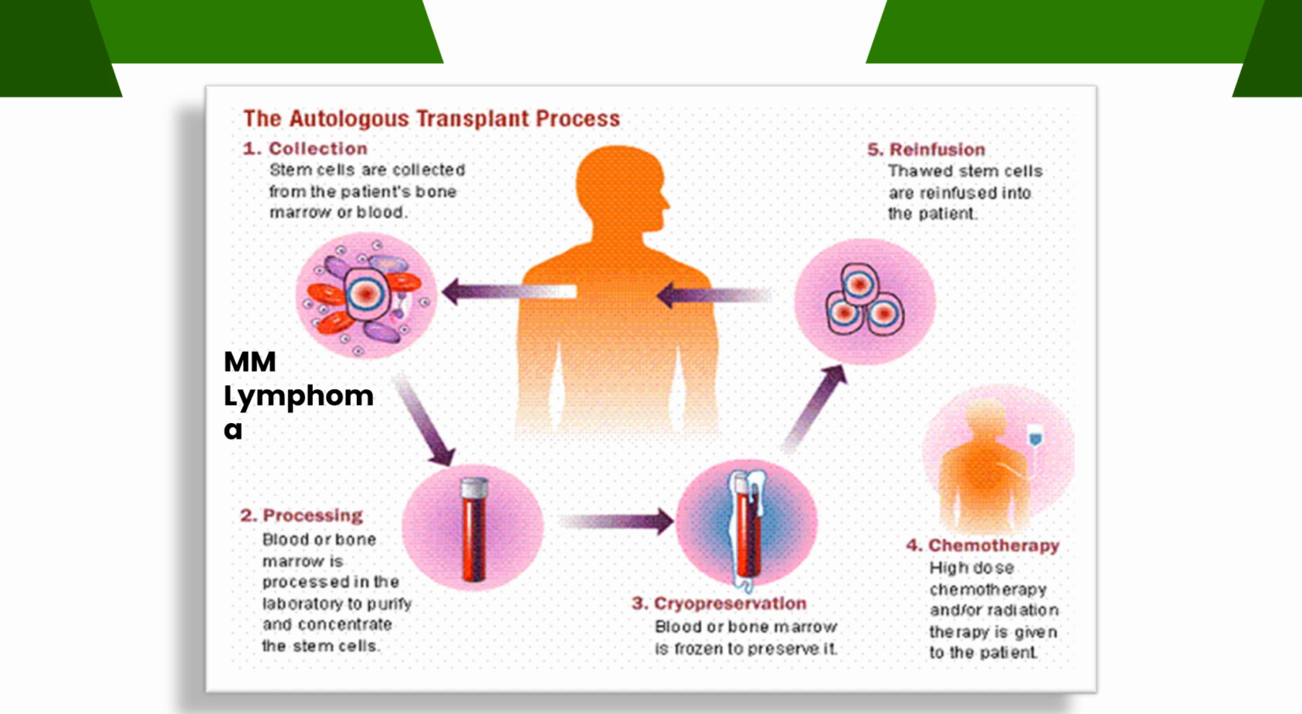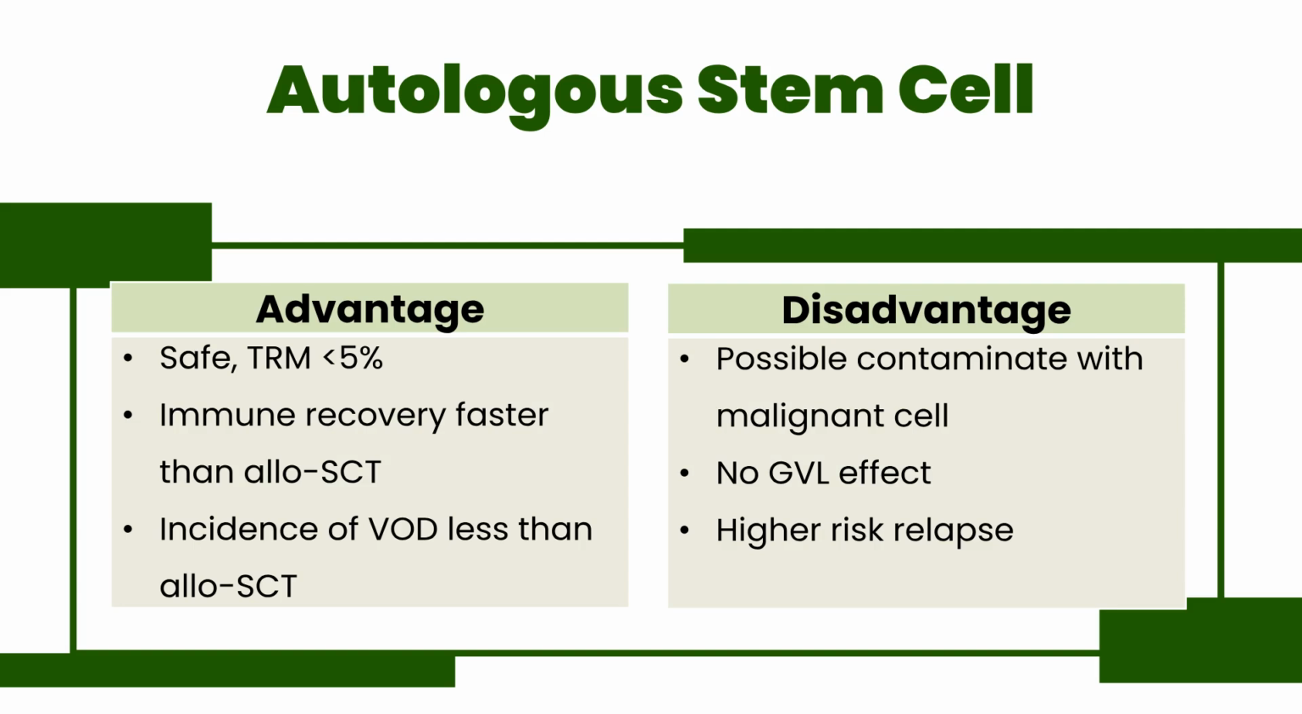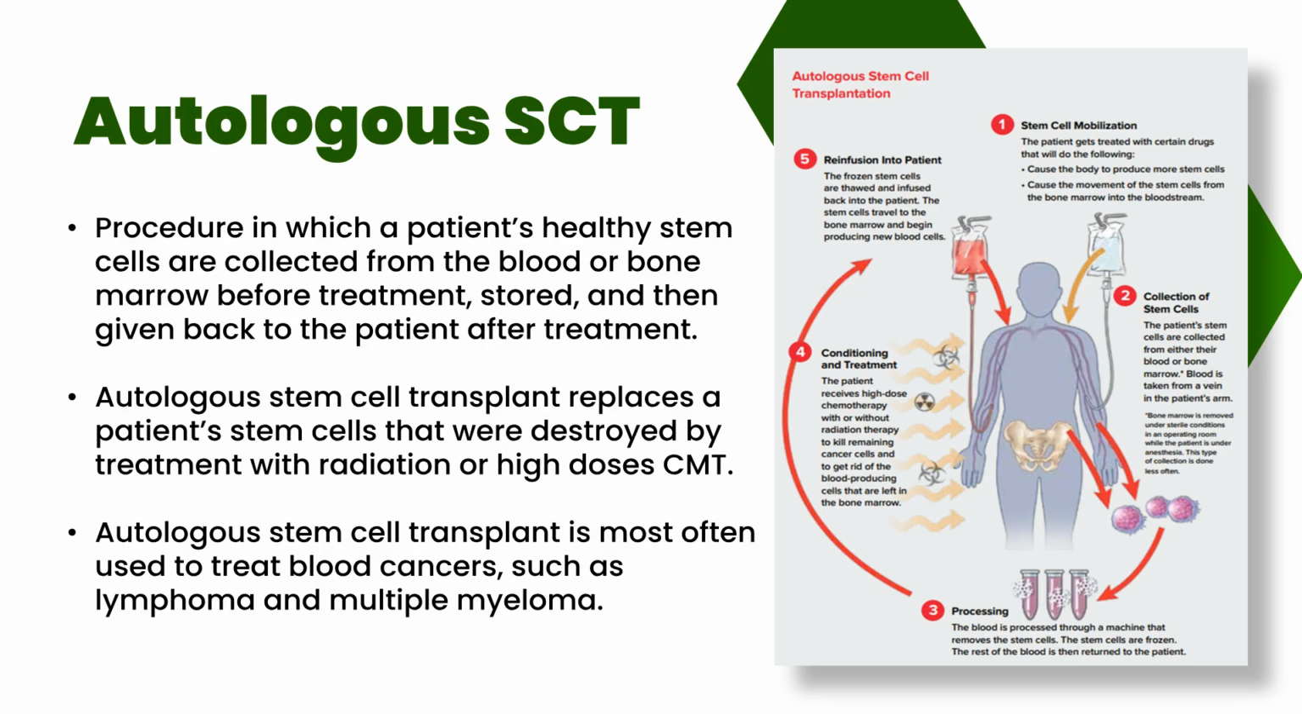It is often used for multiple myeloma and lymphoma. The goal of autologous stem cell transplantation is to deliver high-dose chemotherapy, followed by the reinfusion of the patient's own cryopreserved cells. Advantages of autologous SCT include being safe with a low treatment-related mortality, faster immune recovery, and less incidence of VOD. Disadvantages include possible contamination with malignant cells, no GVL effect, and a higher risk of relapse.